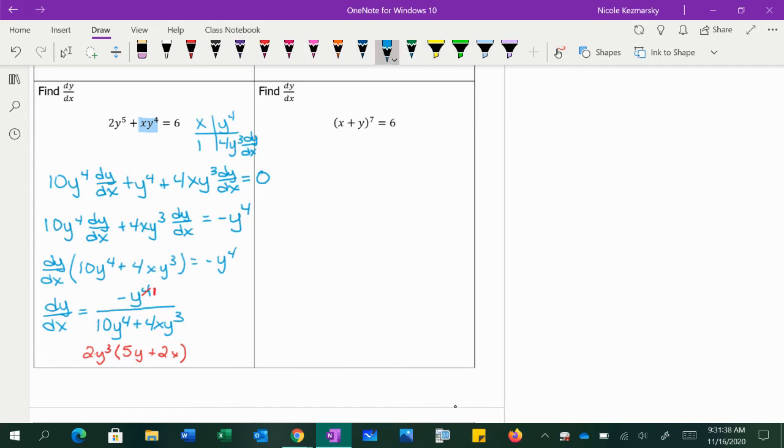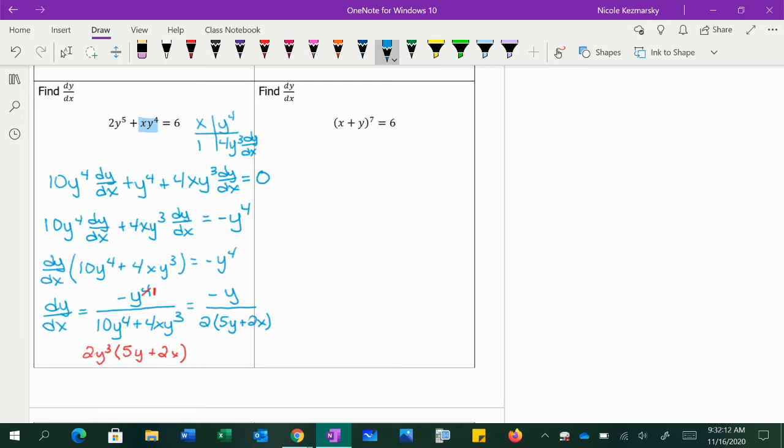So cleaning this up, I end up with negative y in the top. In the bottom, I have the 2 that I factored out, and then I also have 5y plus 2x. And again, not necessary to factor it out that much, but sometimes if you're doing things like solving after you're done with this, it could be helpful. So those were a few examples that had product rule in them.